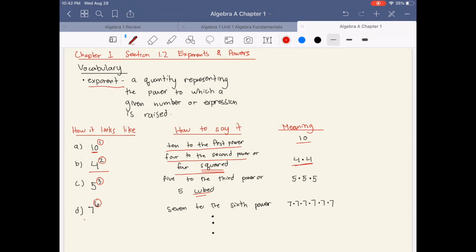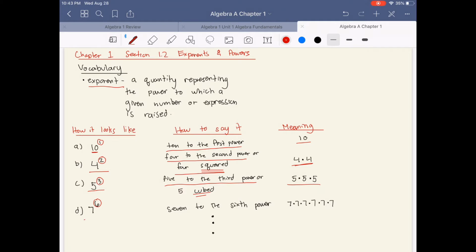Okay, let's go to C. 5 raised to the third power, or 5 cubed. Now cubed only refers to the power 3, and that is it. Okay, nothing else. So cube only refers to the power when the power is 3. Now, this is how 5 to the third power looks like, or 5 cubed. This is how you say it, 5 to the third power, or 5 cubed. And this is how you write it, 5 times 5 times 5. Rewrite 5 3 times because the power is 3.